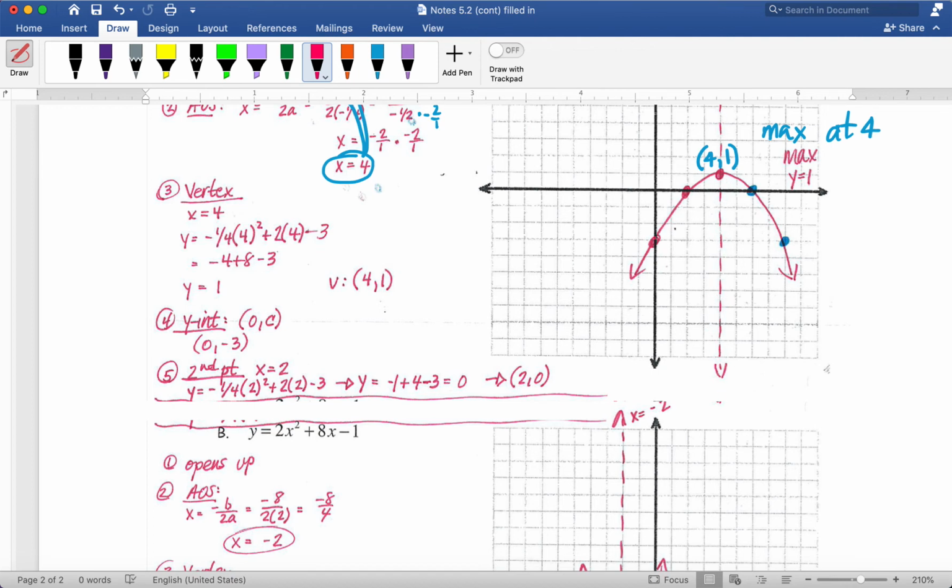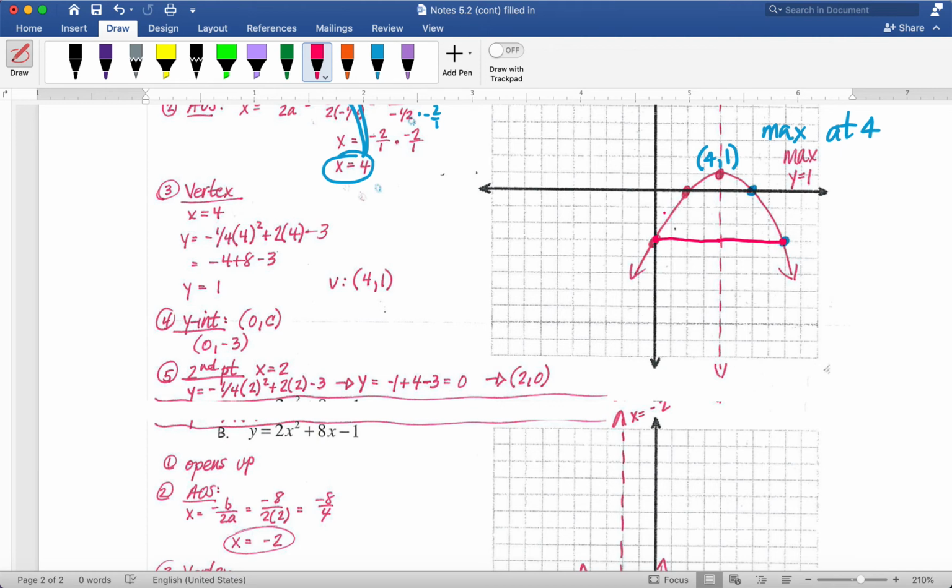symmetry. Since this point, which is the y-intercept, is 1, 2, 3, 4 units on the left of the axis of symmetry, then its corresponding point would be 1, 2, 3, 4 units to the right. Bam, that's why that point is right there.